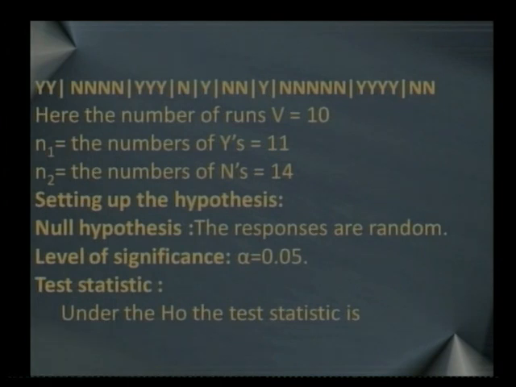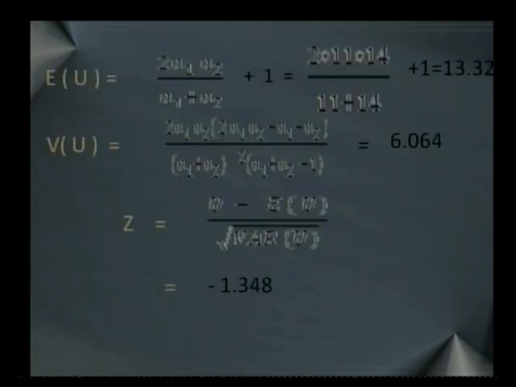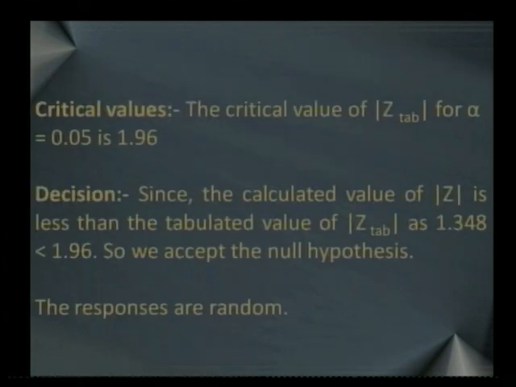So setting up the hypothesis: the null hypothesis is that the responses are random. Here we have to test whether the responses are random, the level of significance is 5%, so alpha is 0.05, and let us apply the test statistic. Under H0, I have calculated the expected value of U and the variance of U and applied the Z formula, and hence I am getting Z equal to minus 1.348.